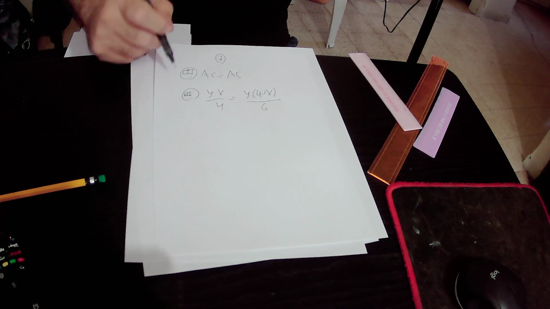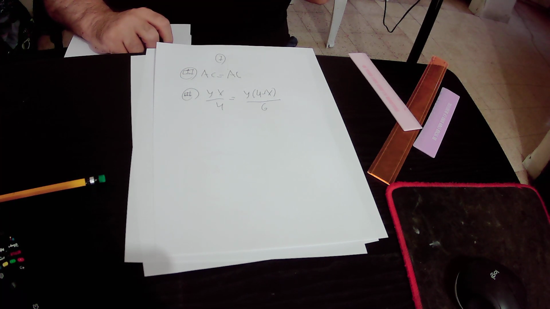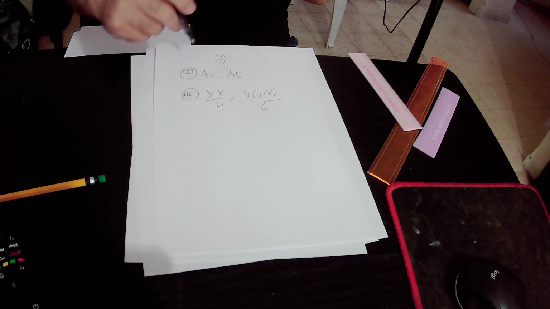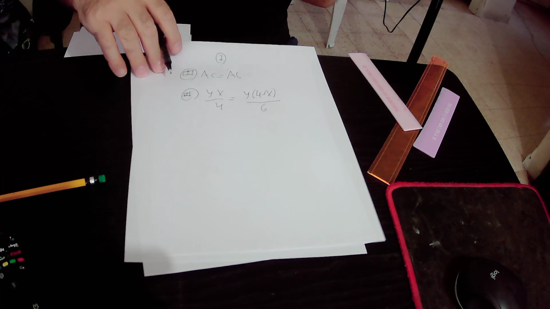Here we will divide this equality by y. It is allowable to divide this equality, the equation number 3, by y, because y can never be 0. Y is the size of a side in a triangle, therefore it must be a positive number and it can never be 0, therefore it is allowable to divide this equality by y.